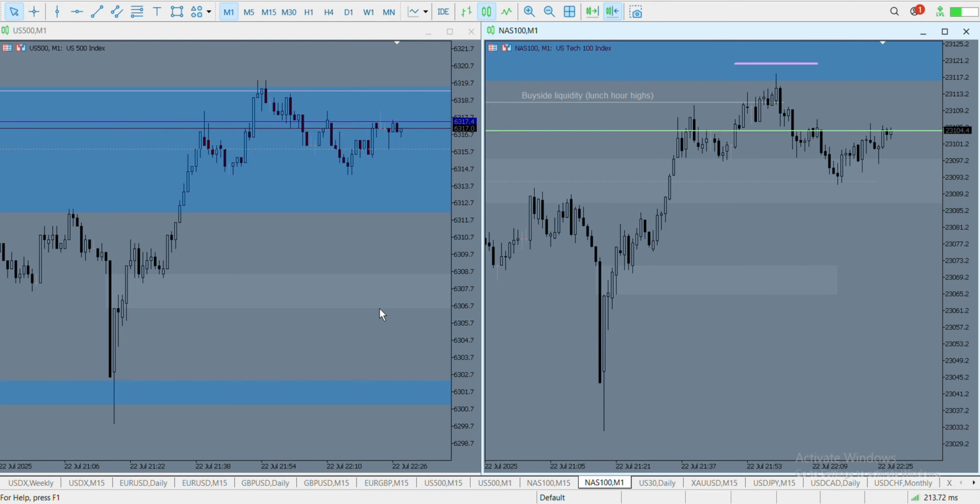It's really crazy. So 10:28. We're so close to 10:30. We're still looking at NAS 100 sitting at 23,001. US 500 trading at 6,314. 314, 315 should be good.